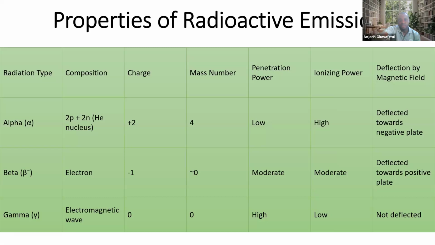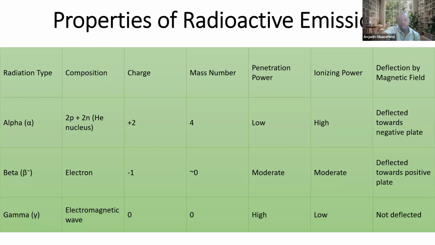In terms of composition, alpha particles have 2 protons and 2 neutrons. It is the helium nucleus. For beta particles, it is an electron or positron. And for gamma, it is an electromagnetic wave. In terms of their charge, alpha particles are +2, beta particles -1, and gamma rays have 0 charge. In terms of mass number, alpha is 4, beta is approximately 0, then gamma is 0.